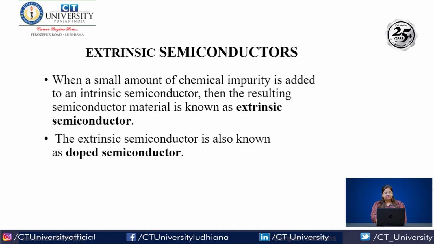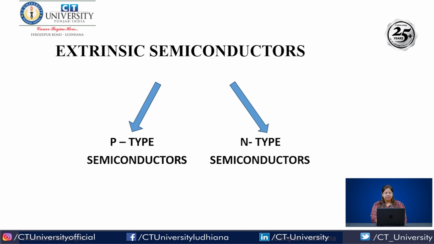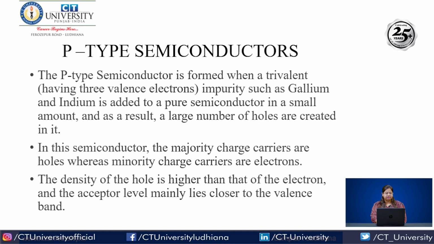Extrinsic semiconductor. This is the second type of semiconductor. When a small amount of chemical impurity is added to an intrinsic semiconductor, then the resulting semiconductor is known as extrinsic semiconductor. The extrinsic semiconductor is also known as doped semiconductor. Extrinsic semiconductors, as we have already discussed, are divided into two types. First one is p-type semiconductor and second is n-type semiconductor. P-type semiconductor is obtained by the doping of trivalent impurities, and n-type semiconductor is obtained by the doping of pentavalent impurities. Let us discuss it one by one.